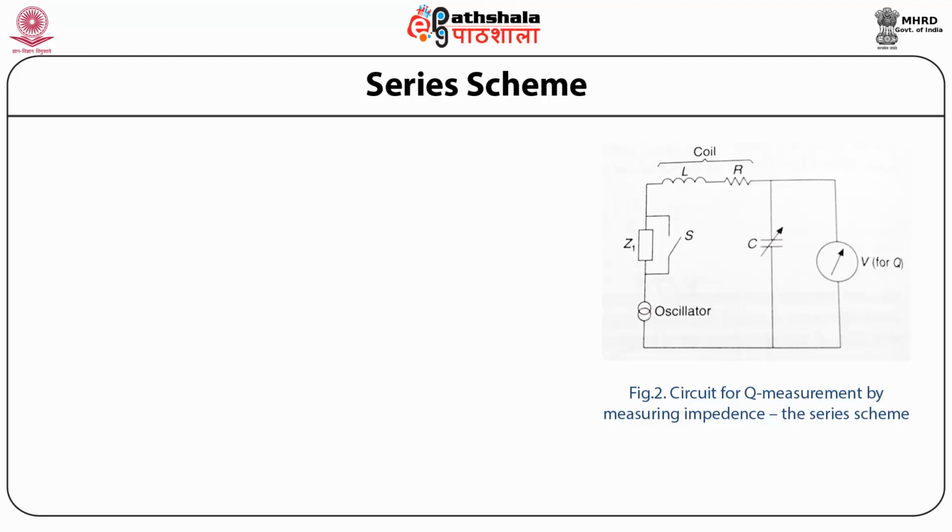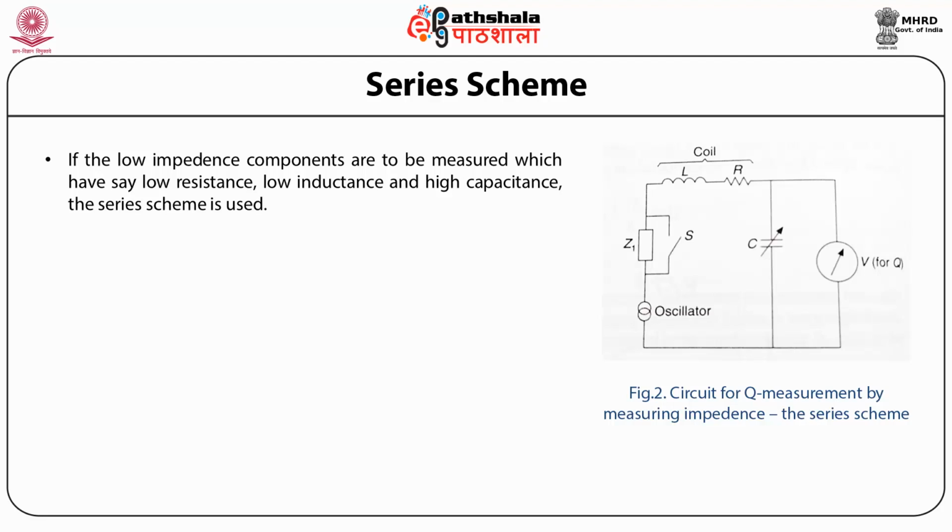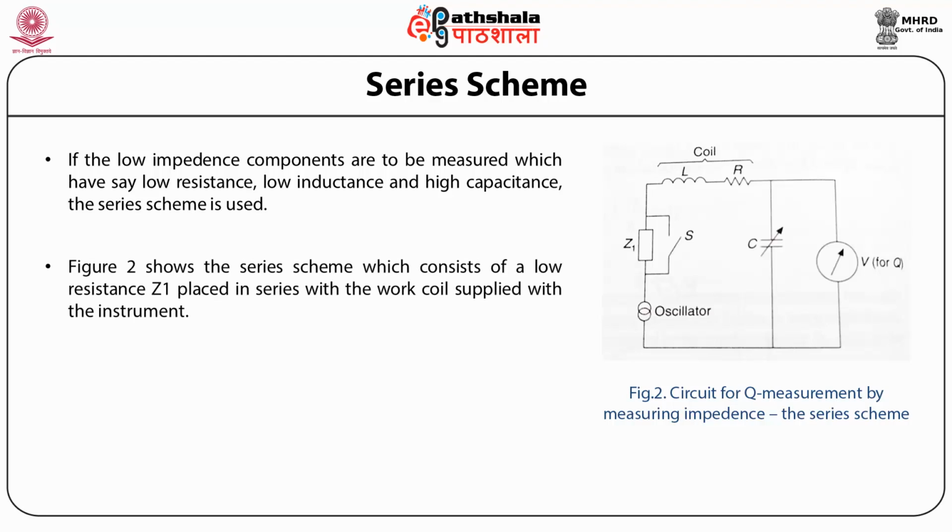The figure shows the circuit for Q measurement by measuring impedance in the series scheme. If the low impedance components are to be measured, which have, say, low resistance, low inductance and high capacitance, the series scheme is used. The figure shows the series scheme, which consists of a low resistance Z1 placed in series with the work coil supplied with the instrument.